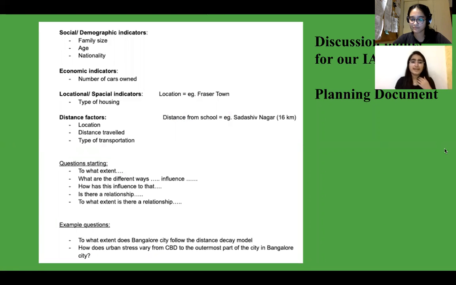For our GeoIA, we looked at how social and economic factors like family size, nationality, number of cars owned influence how far a student lived away from school. We used the school community to collect data. We conducted group data collection for PYP, MYP, and DP, and we successfully got 120 responses.